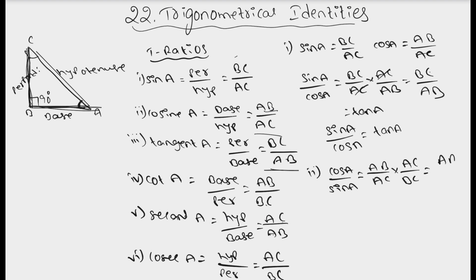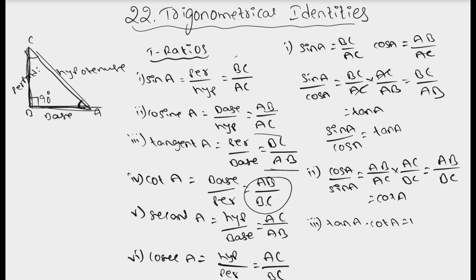So which is AB by BC. AB by BC is nothing but cot. This is our second relation in quotient relationships. Next we will be having the third relation, which is tan A into cot A is equals to 1.